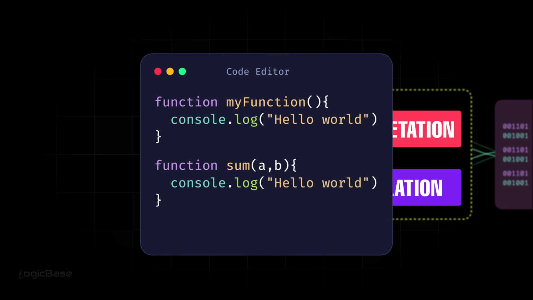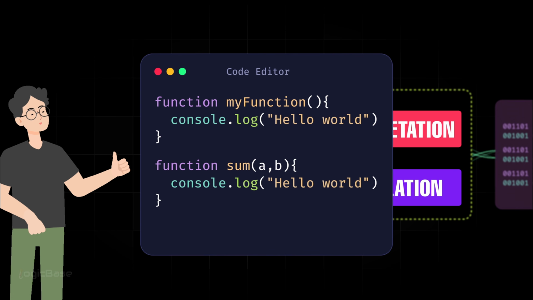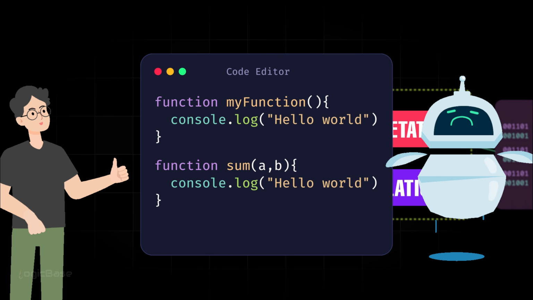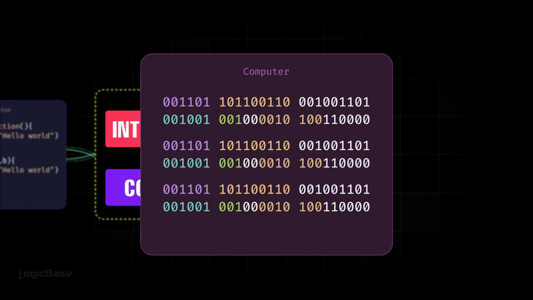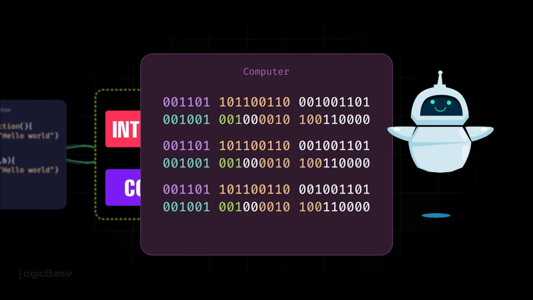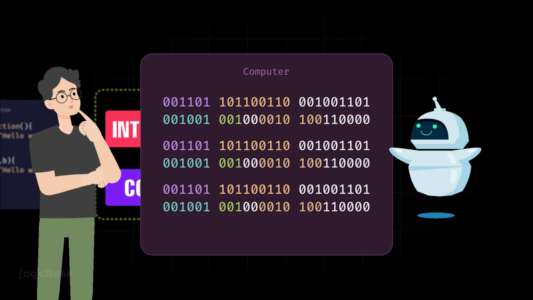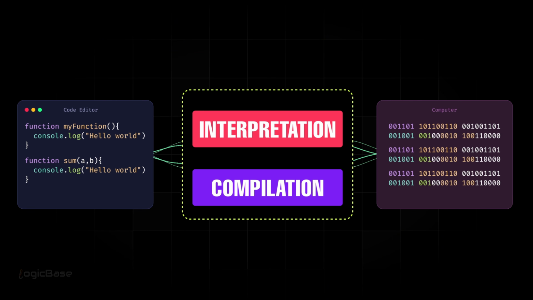Here, we have some JavaScript code written by us. This code is readable to humans, but the computer doesn't understand it. So what does a computer understand? It only understands binary, zeros and ones. That's machine language, and while the computer understands it perfectly, we humans can't read it. So our job is to take the human-readable JavaScript code and convert it into machine code, so the computer can understand what we are asking it to do.